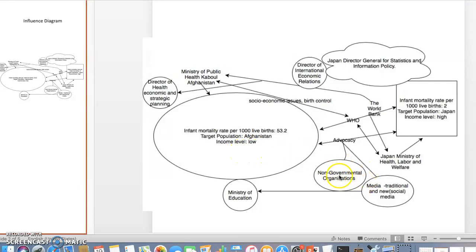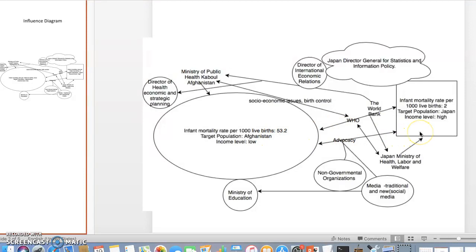By doing so, bodies like the NGO and then media, social media, can help to spread the information that will be looked at later on in this presentation, spread the information to the Ministry of Health of Afghanistan so that they can do all they can, along with the bodies like WHO, World Bank, to help to tailor all the good things that is going on here. It's not only economic factors, but also factors such as nutrition and the healthcare system of Japan.